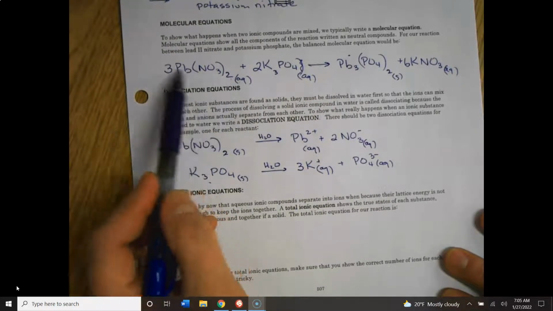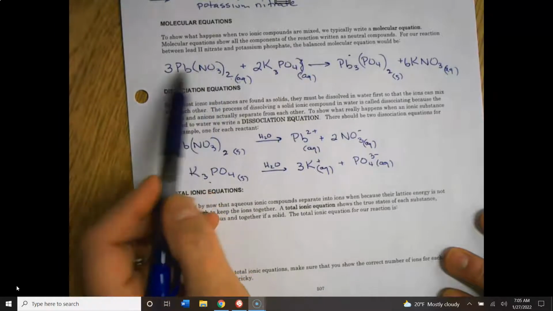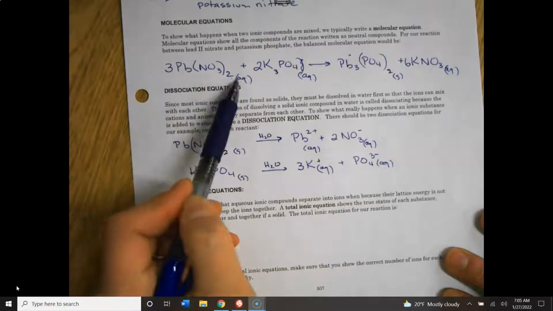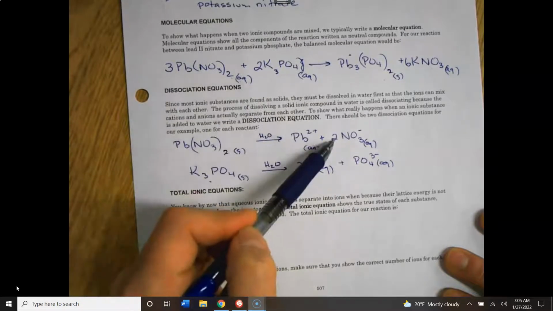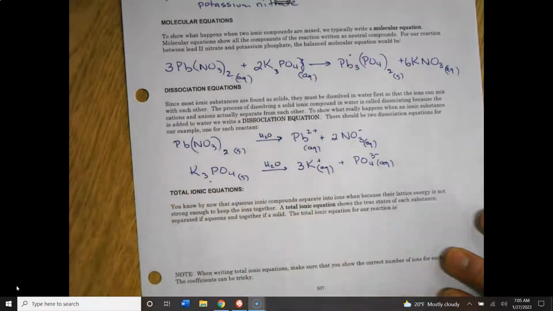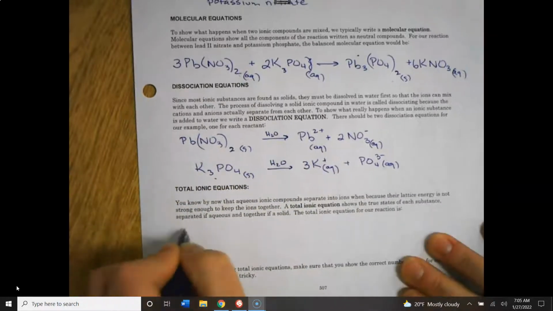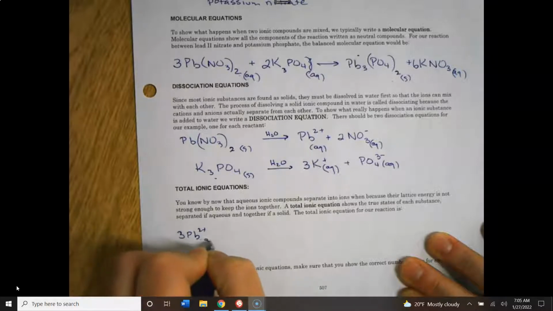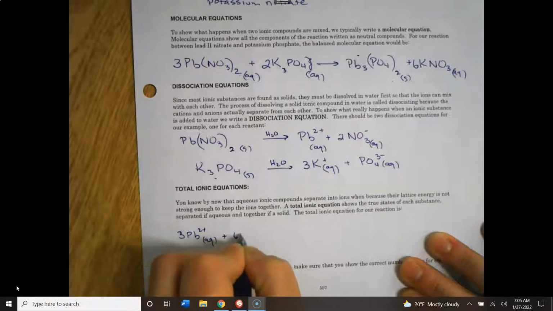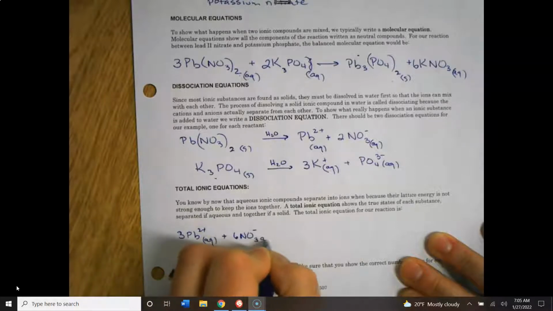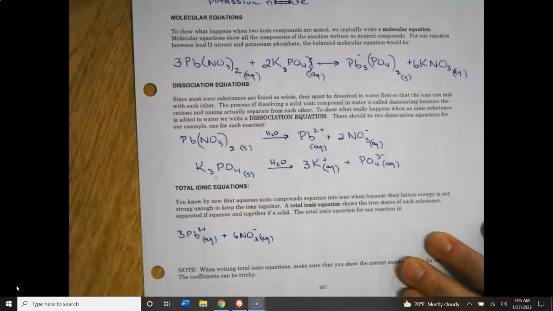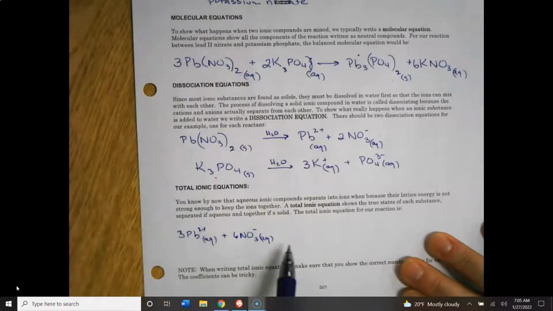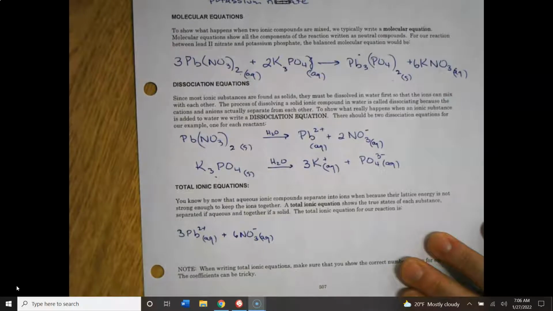Okay, so 3 lead nitrates means that I'm going to have 3 lead ions, but I'm going to have 6 nitrates, because 3 times 2. So that's how I'm going to write it. I'm going to write 3 lead aqueous plus 6 nitrate aqueous. So that's representing my first reactant the way it actually is in the solution.